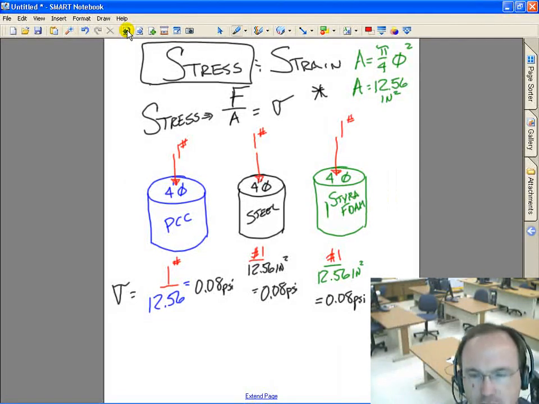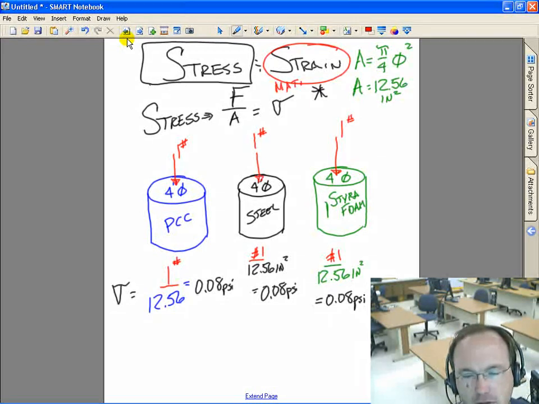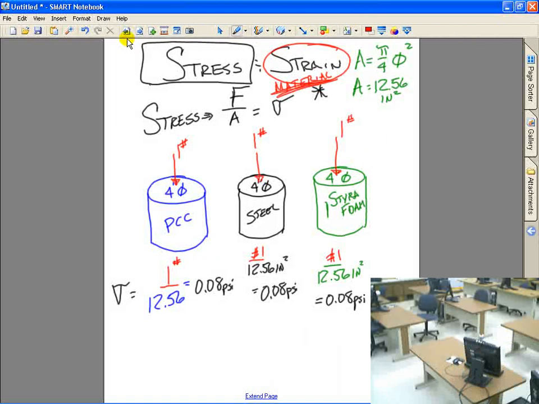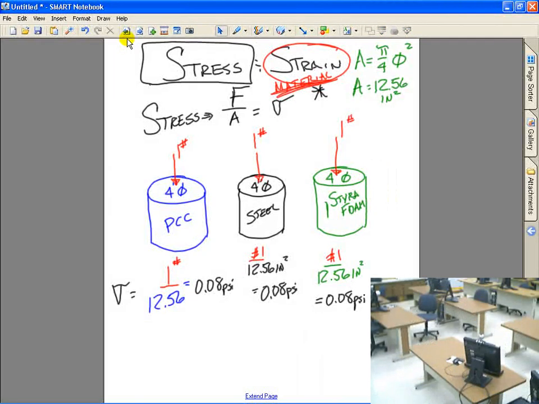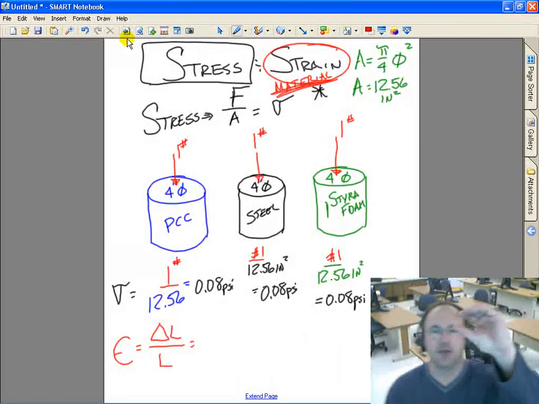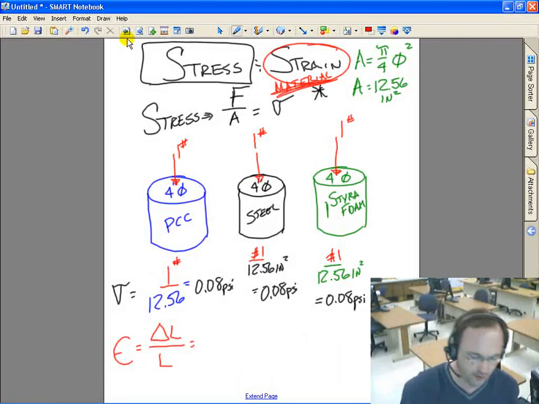Strain is a function of the material. Strain is a function of material. That tells us how far something's stretched. Strain, which we identify with this symbol, is the change in length over the length. How far did the thing compress versus the original length?